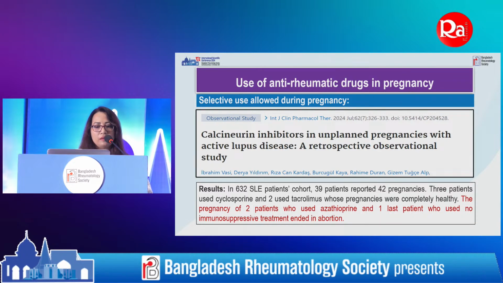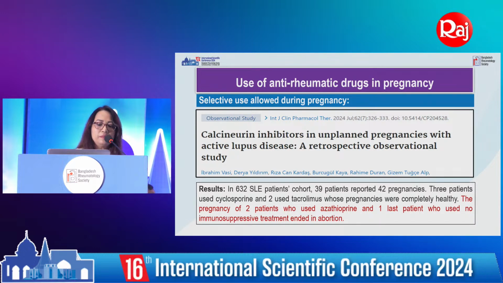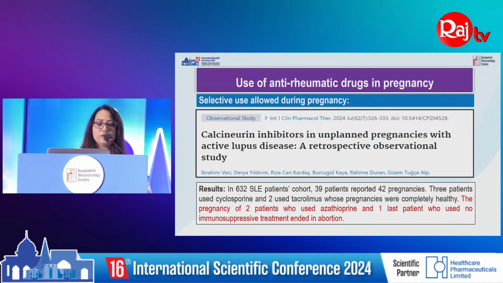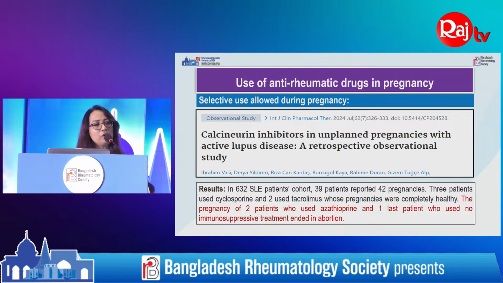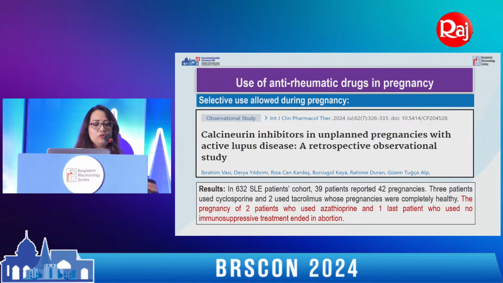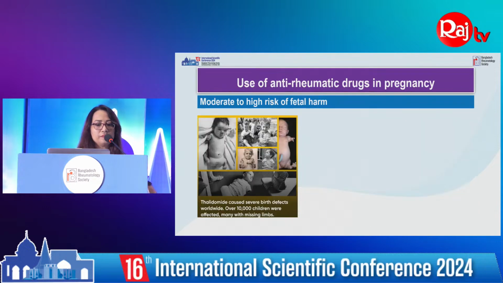So here is a very recent publication in 2024 where in a 632 SLE patient cohort, 39 patients reported 42 pregnancies. 3 patients used cyclosporin and 2 used tacrolimus, whose pregnancies were completely healthy. The pregnancies of 2 patients who used azathioprine and 1 last patient who used no immunosuppressive treatment ended in abortion. So here is the point, we need to consider that in patients where we use azathioprine, we may switch to calcineurin inhibitors. More data is required to confirm these findings.